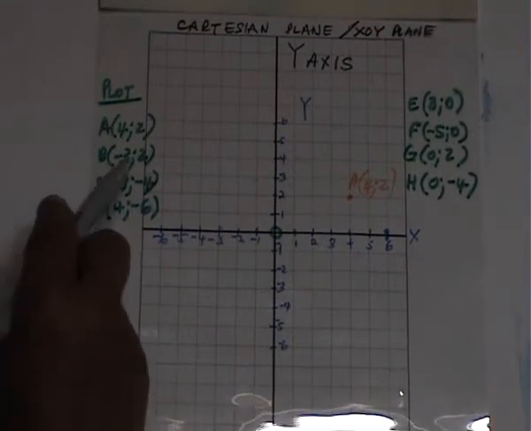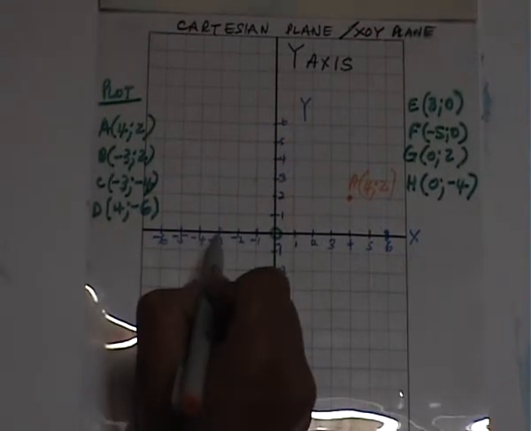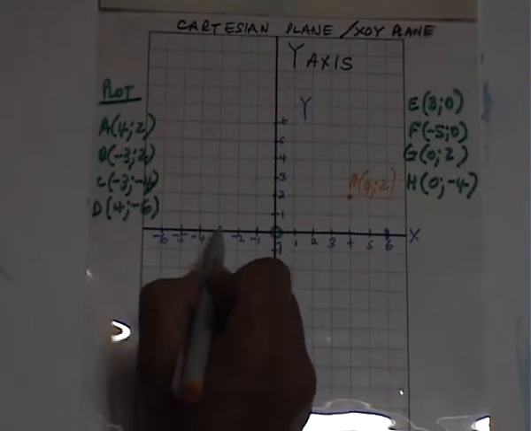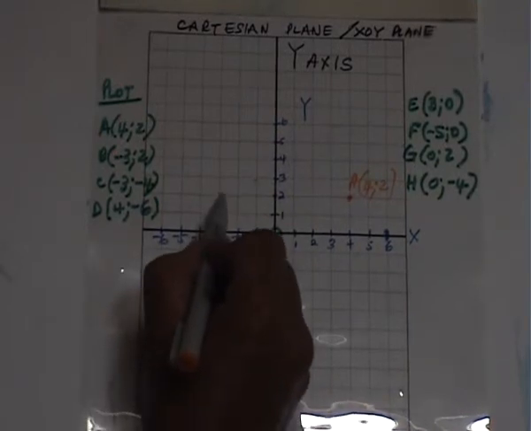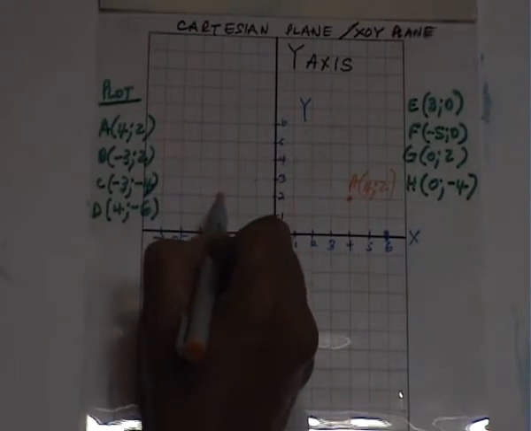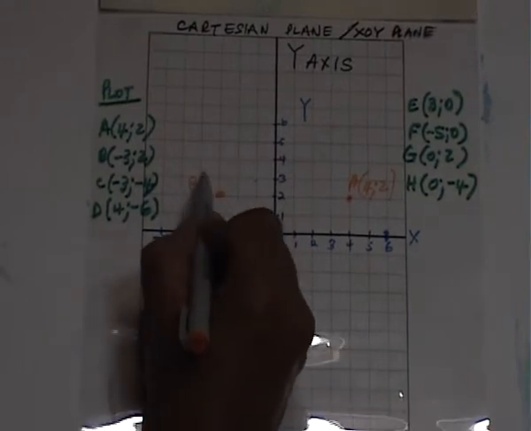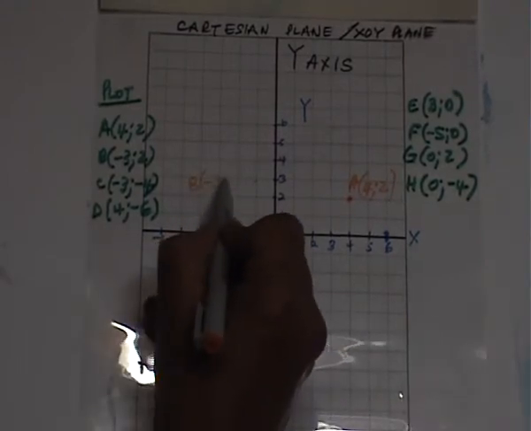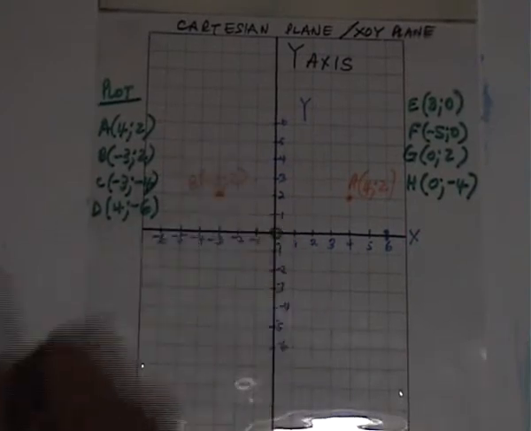B. B is minus 3, 2. So look for minus 3 first. And then 2 means go up 2. So there's your B. Right in the corner there. B is minus 3, 2.